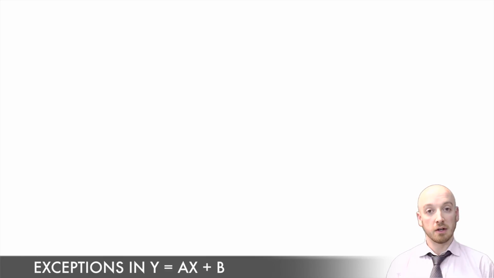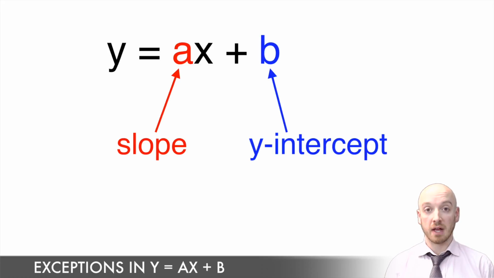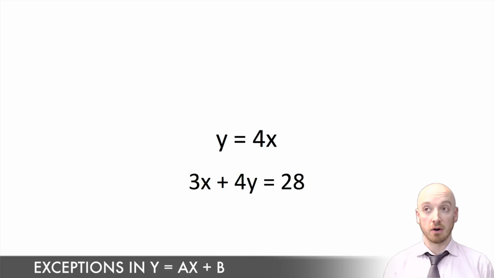So in our last video, we learned about how a straight line on a Cartesian plane could be defined by an equation y equals ax plus b, where a is the slope and b is the y-intercept. This video is going to focus on what happens if there's an exception there, like what if it doesn't quite look like y equals ax plus b. And yes, there are a few cases where that's going to happen. And we're going to look at those exceptions over the next couple of minutes.